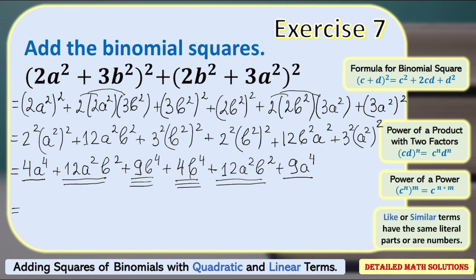This way I get 13a to the 4th power plus 24a squared b squared plus 13b to the 4th power. This polynomial cannot be simplified further and is the final answer for this exercise.